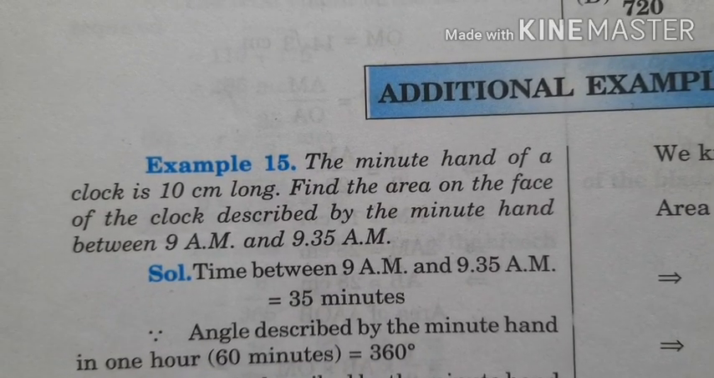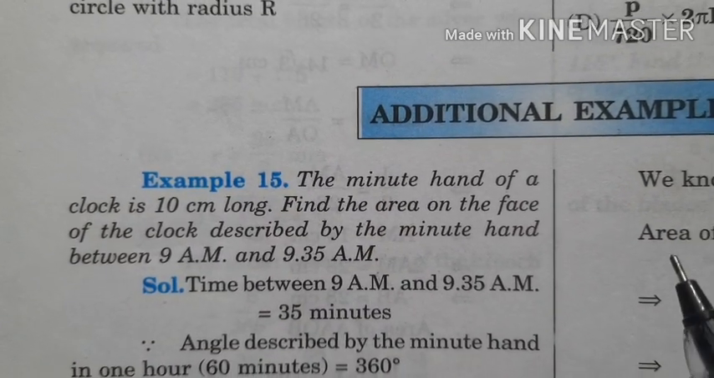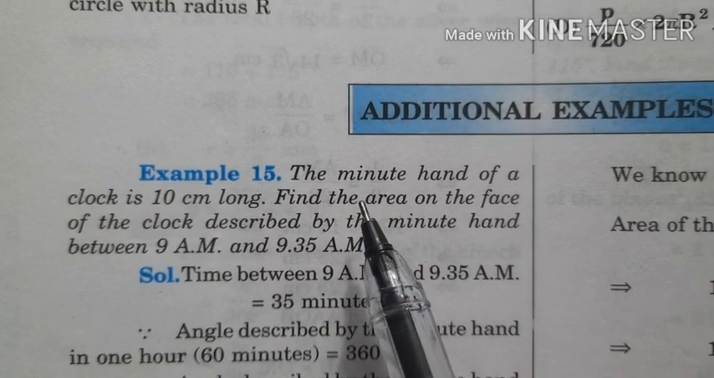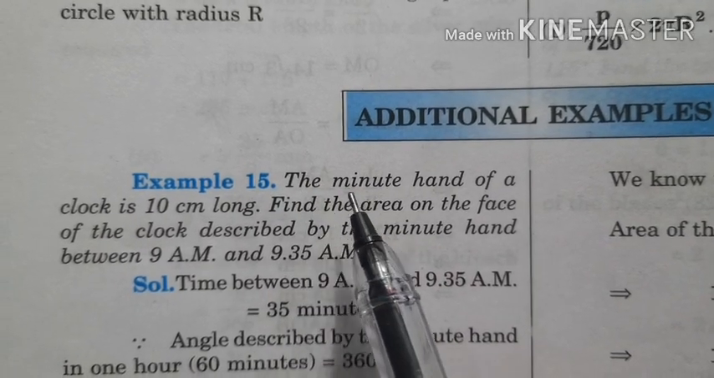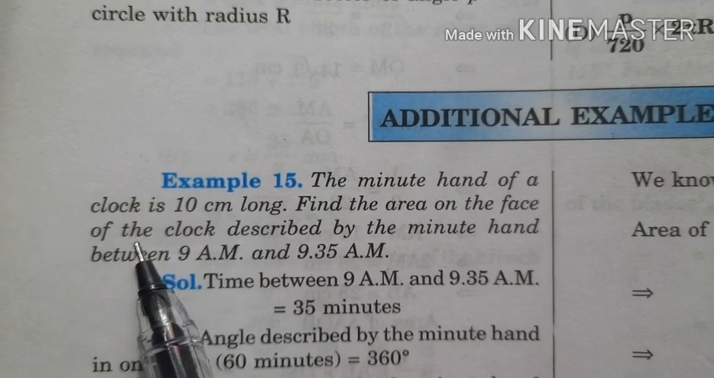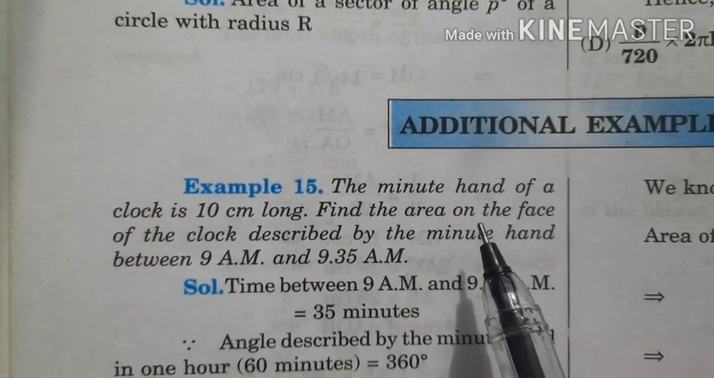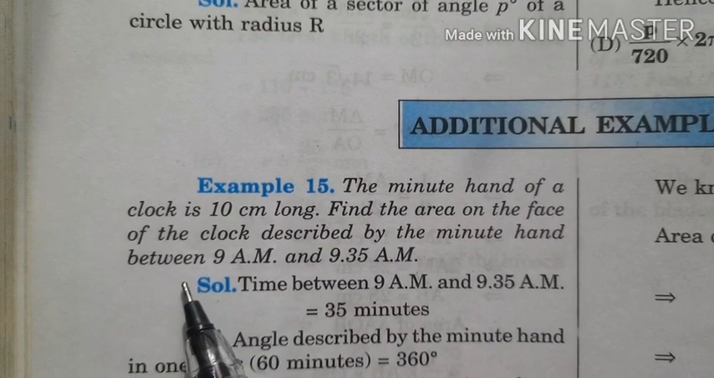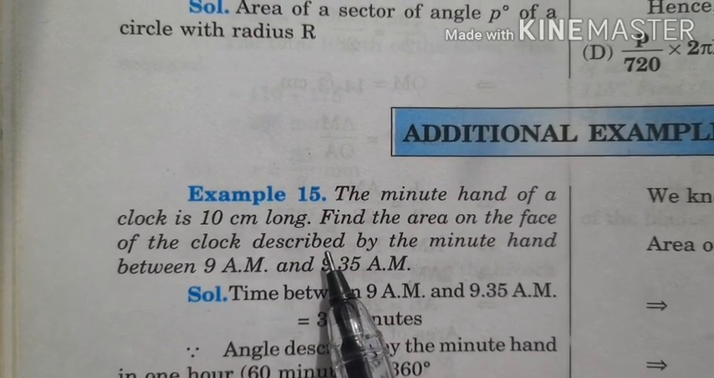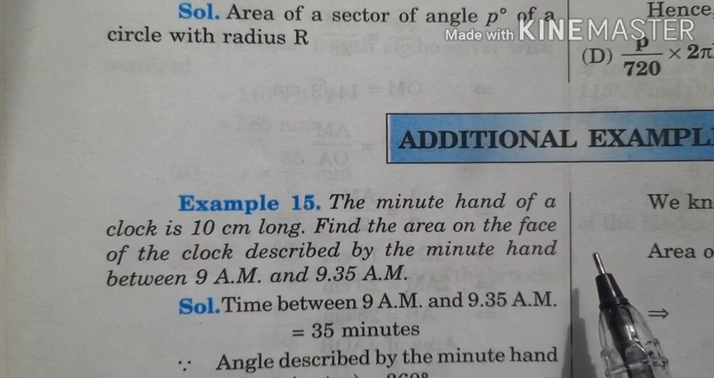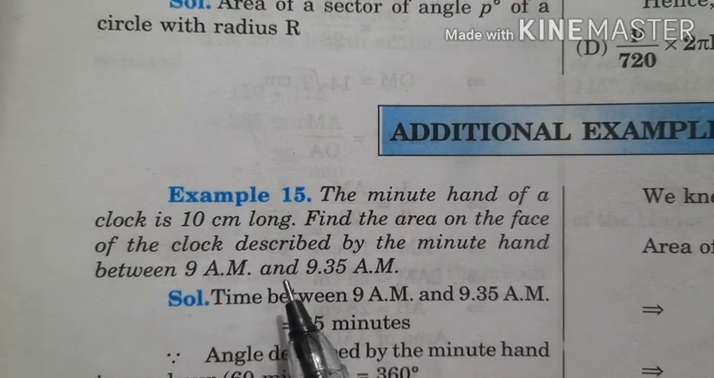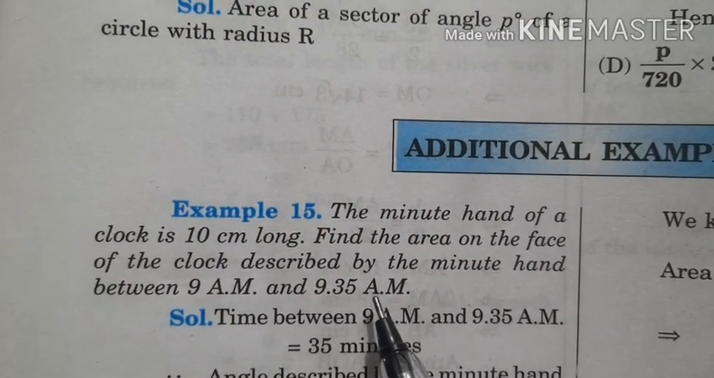Let us consider one more example. It is application level. The minute hand of a clock is 10 centimeter long. Find the area on the face of the clock described or swept by the minute hand between 9 a.m. and 9:35 a.m.